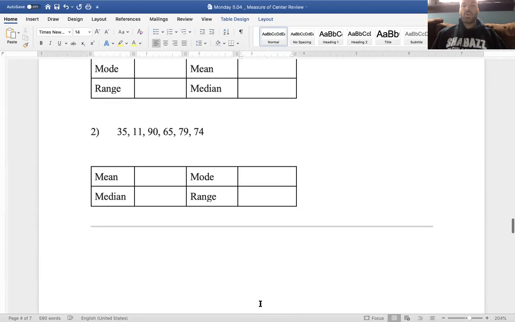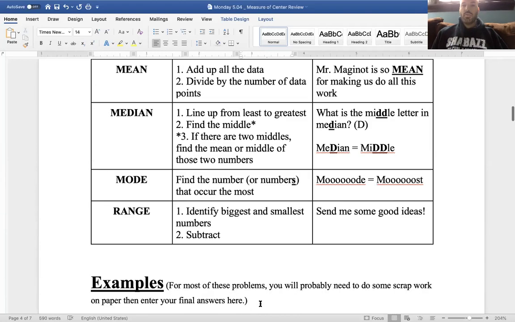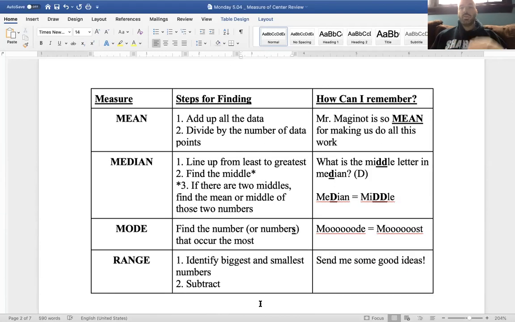Okay, you have 2 more questions to do on your own. Remember that you're going to pause the video. If you need to look at these notes, you can, but at this point, you should be able to differentiate between what's mean, median, mode, and range, and just do it on your own. You should pause the video and then come back and we'll check your answers.